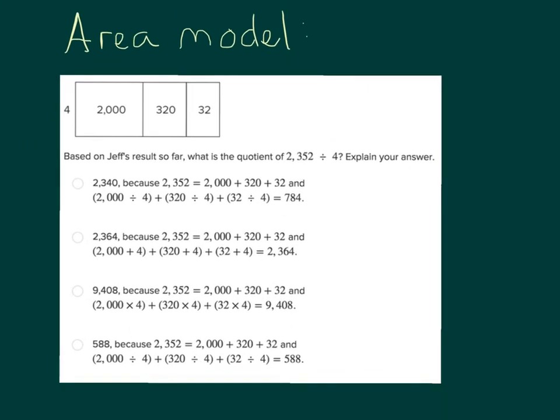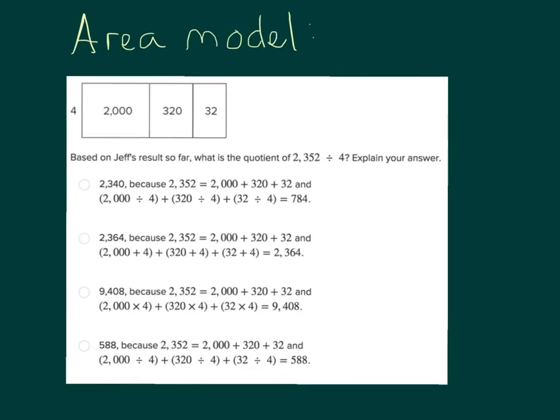You're going to get questions using this area model to show division. So, based on Jeff's results so far, what is the quotient of 2,352 divided by 4? So here's what Jeff did. He took 2,352 and split it into 3 different numbers that could be divided by 4. He knew that 2,000 could be divided by 4, and he knew that 320 could be divided by 4, and that 32 could be divided by 4, and that those add up to 2,352.